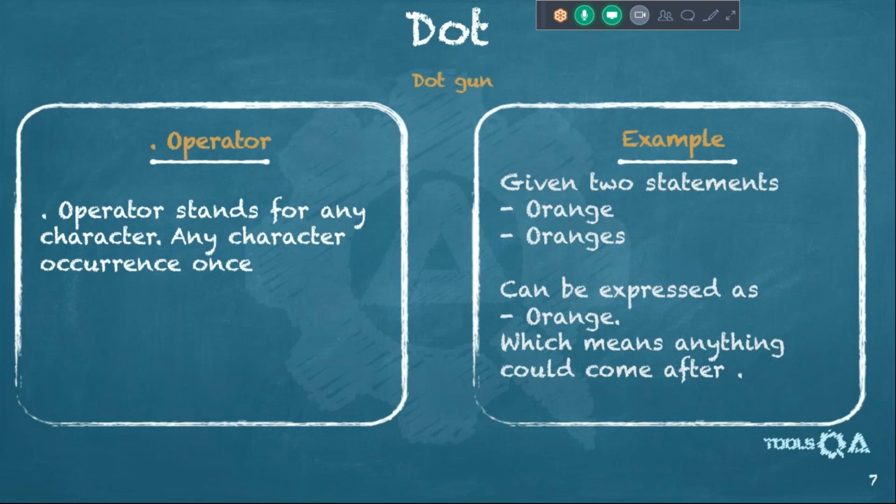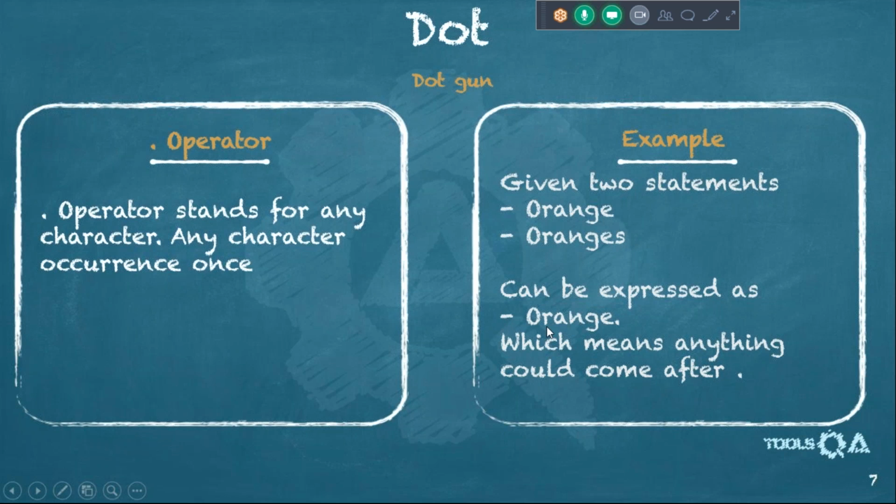A dot operator stands for any character. It could be ABCD, capital ABCD, 1, 2, 3, 4, or any of the special characters. A dot means any character, but the important point is it means only one character. So let's take an example here. Let's say we have two string values, orange and oranges. If you want to express the two strings with one regular expression, the only difference is S. It's just one character difference.